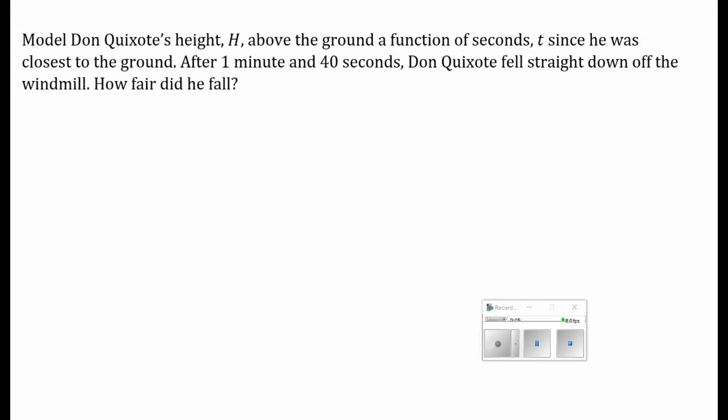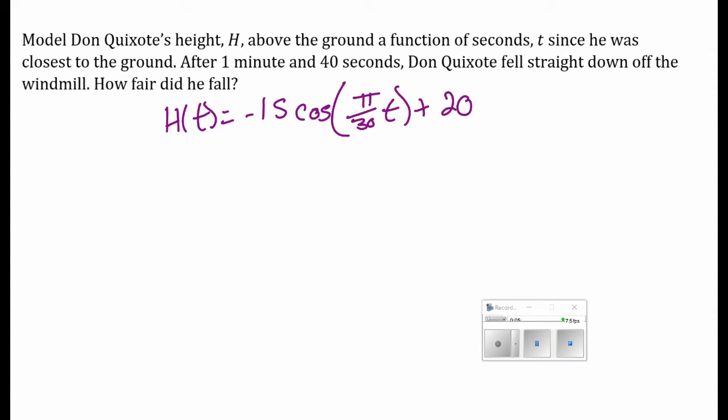So, the next thing we want to do is model Don Quixote's height h above the ground as a function of t. Oops, I just did that. We just modeled Don Quixote's height, and we used h of t. Our model was h of t. H of t equals negative 15 cosine of pi over 30 t plus 20.